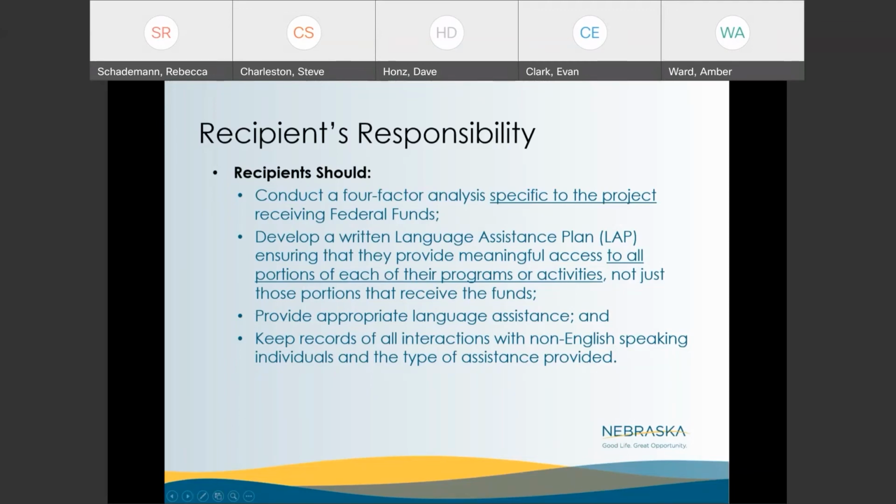You'll also need to provide appropriate language assistance and then keep records of all interactions with non-English speaking individuals and the type of assistance provided. So you keep a log sheet throughout the implementation of your grant. Next slide.